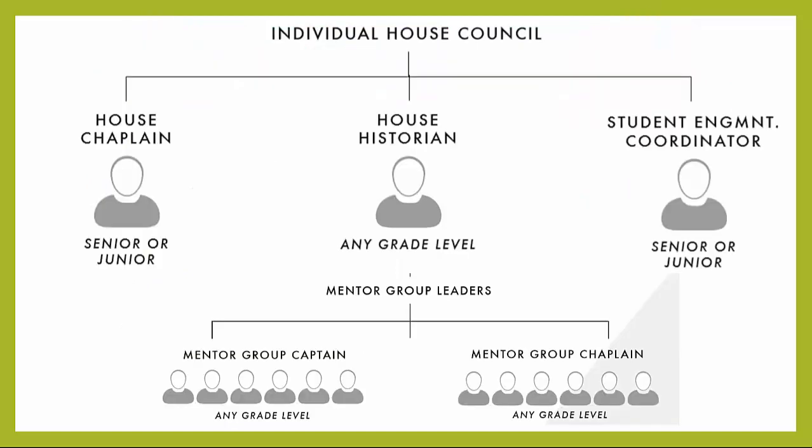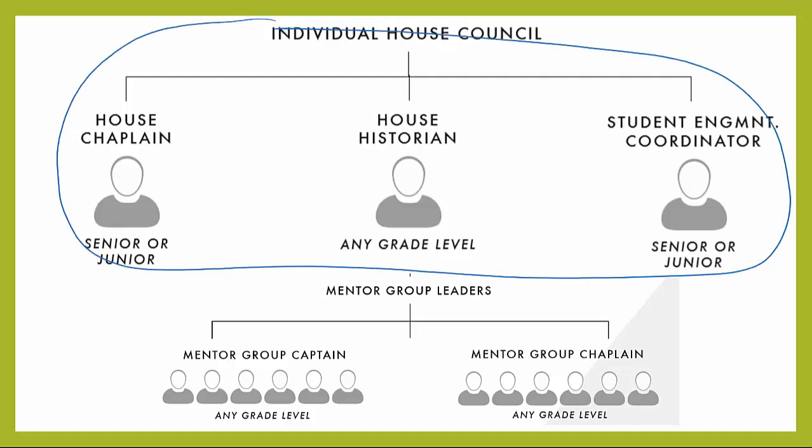Now next fall, we will also be electing this group. Okay, this is the individual house council. So for example, we'll call this the Lima House Council, where there's a chaplain, a historian, and also a student engagement coordinator. And these individuals will help lead the house itself. So the school-wide leadership is for the 1,000+ students, whereas the individual house leadership will be for the 150 students that will be in each house.